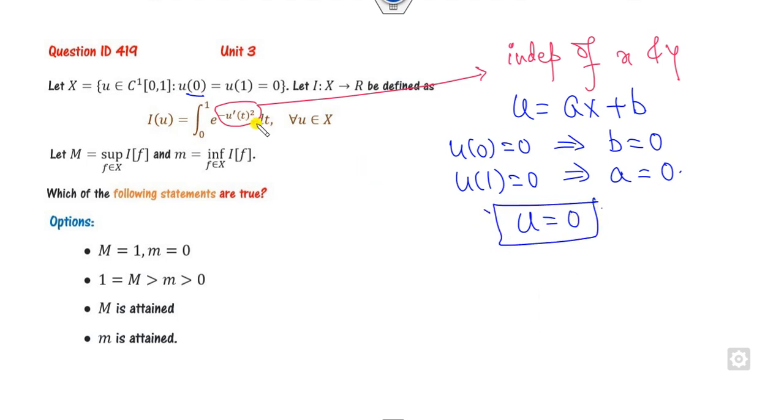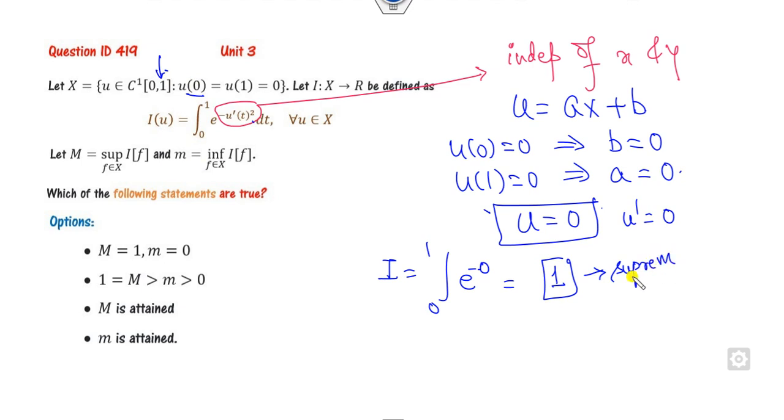So once you substitute here, what will be your I? What is the derivative? U dash is 0. So e raised to power 0 is 1. So the integration is 1. And the 1 will be my maximal, that is the supremum. Fine. If I write M here, it means M is my 1. So M is 1, M is attained. That's true because the supremum is attained. So M is my right answer here.